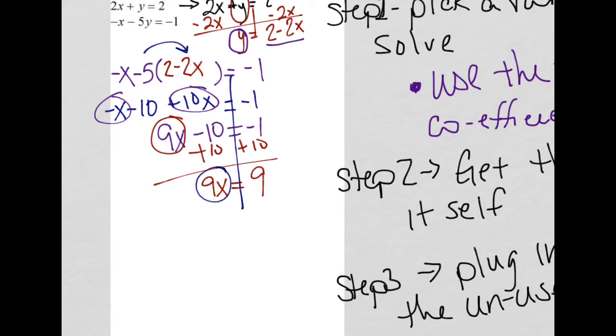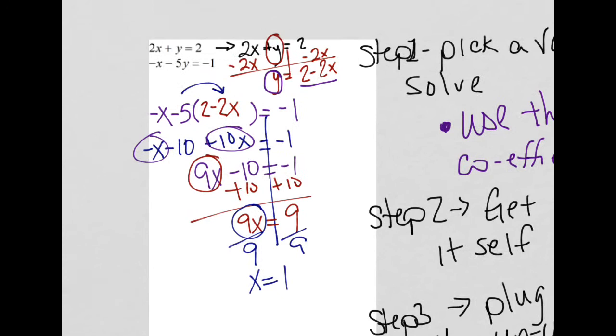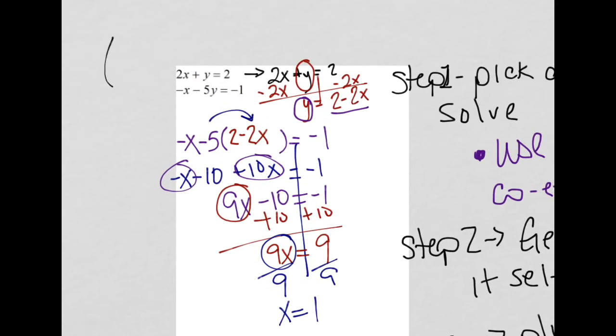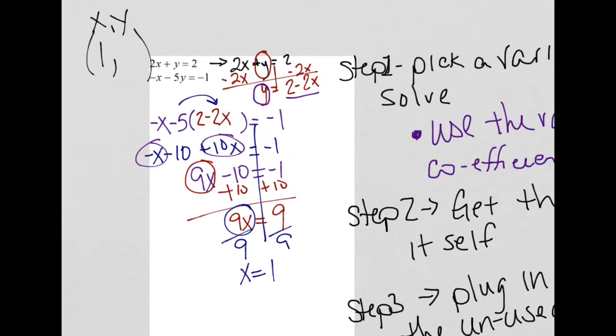Circle what I'm solving for. Get rid of the 9 by dividing by 9. And so my x is going to equal 1. So I have half of my first answer, 1. Now I need to find the y term of my answer.